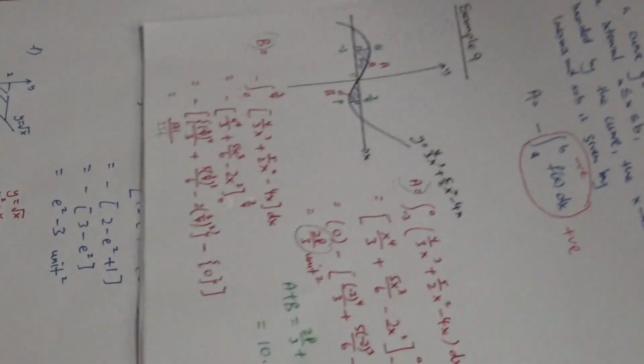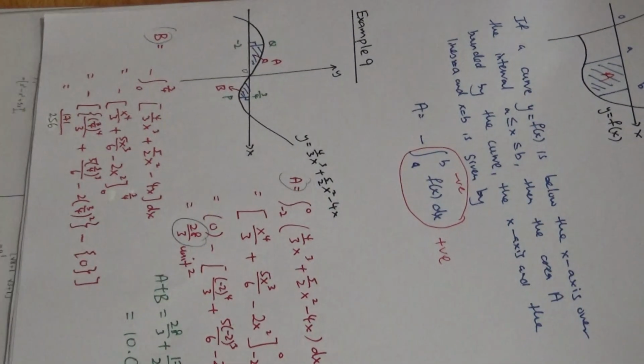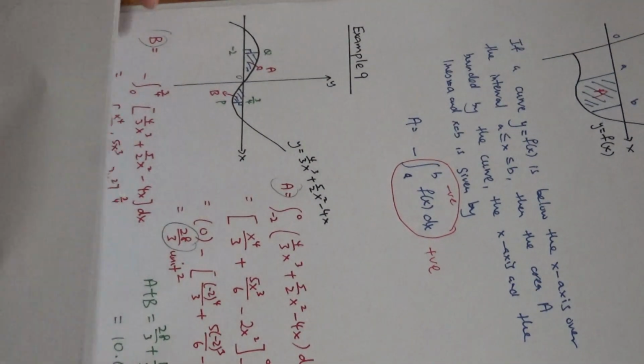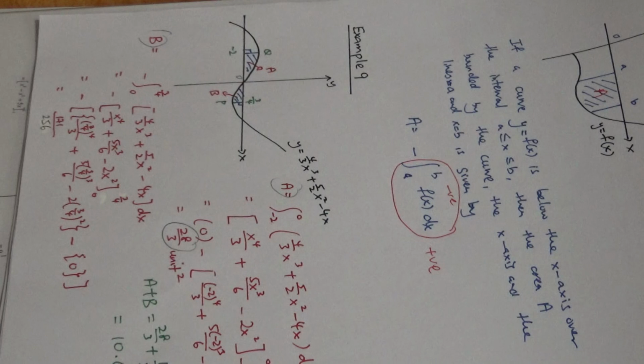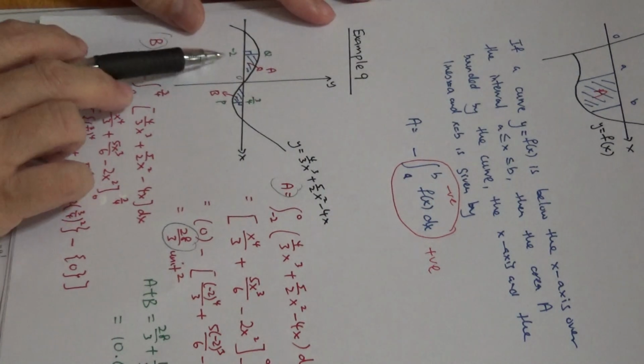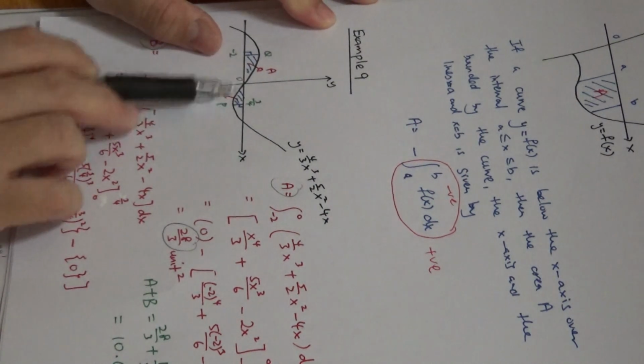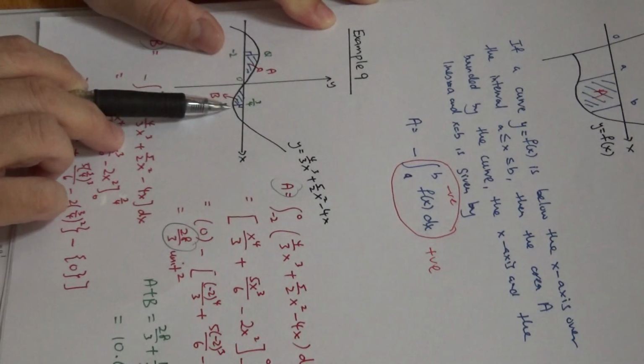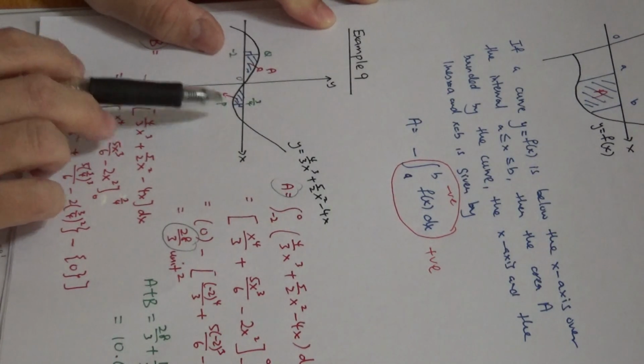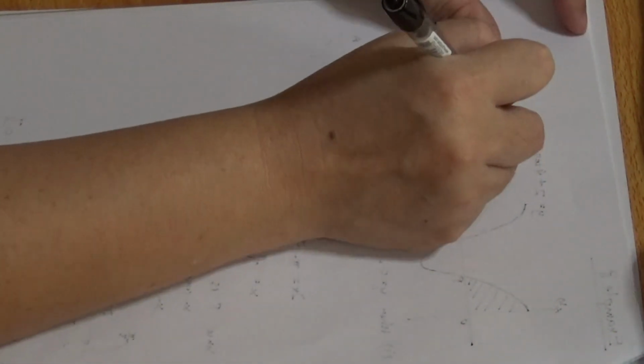Now, some people will be asking me, why is it that I cannot integrate from -2 to 3/4? I can just integrate from here to here and get the answer. Now, the answer is no. Let me illustrate to you. Okay, all of you look at this particular page here.